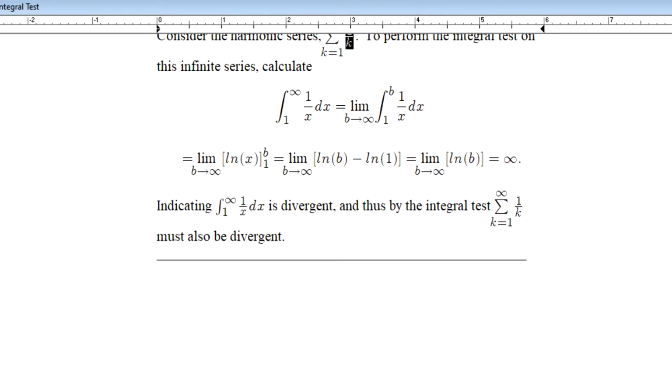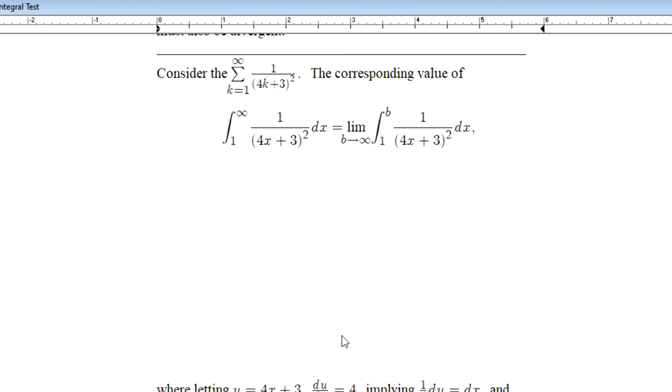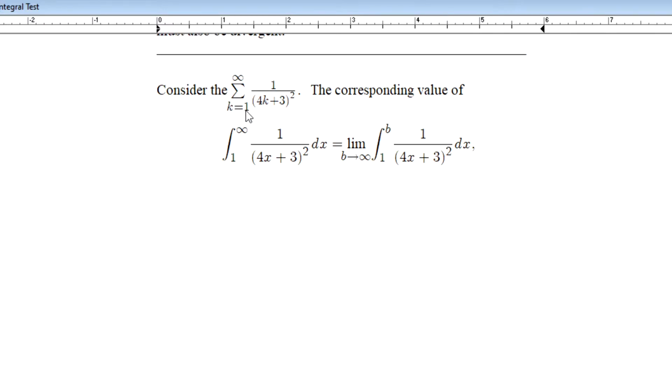All right. If we look at another example here, let me bring another case into view. We might consider this case here. The case for the summation from k equals 1 to infinity of 1 over the quantity 4k plus 3 squared. The corresponding value of the improper integral in this case is going to be the integral from 1 to infinity of 1 over the quantity 4x plus 3 squared, where we're just taking the integrand expressed as this explicit formula in terms of the index k and making it the integrand in our integral in terms of x.